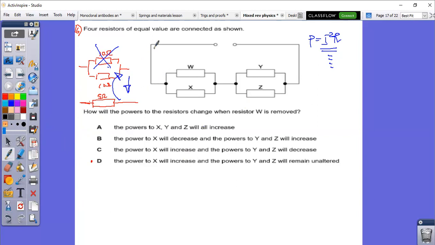Okay, so 4 resistors of equal value are connected as shown. How will the powers to the resistors change when resistor W is removed? Okay, so the key thing we know is that when resistor W is removed, we're going to have less current in the circuit.